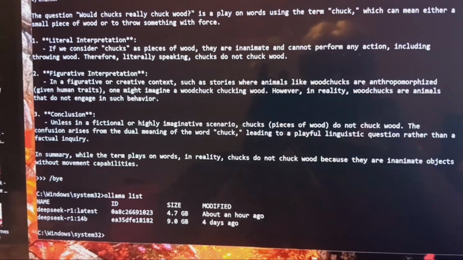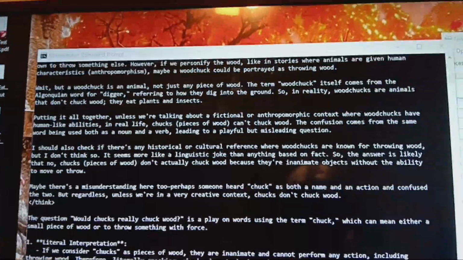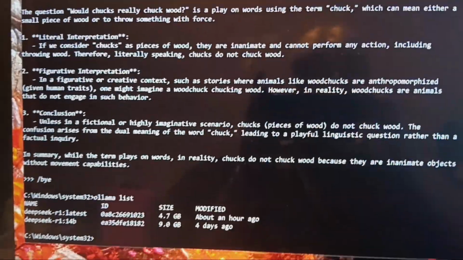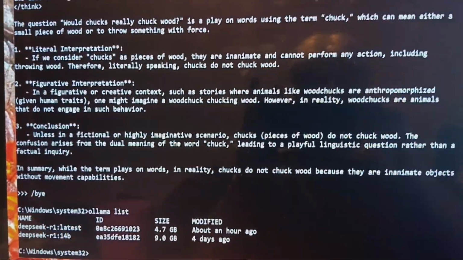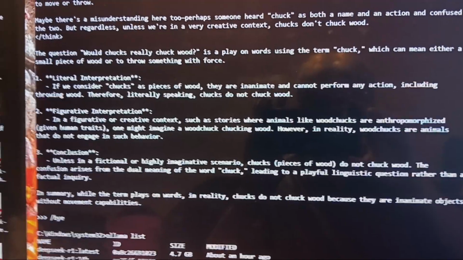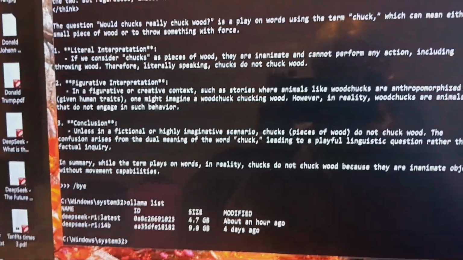And you can see why the American capitalist corporations that are working on AI do not want us to have this. This is just beyond anything that they give away in the United States.